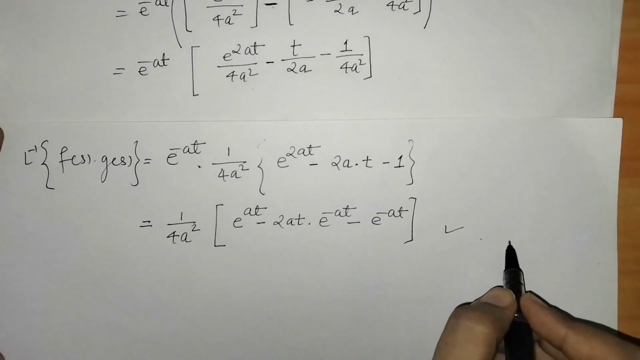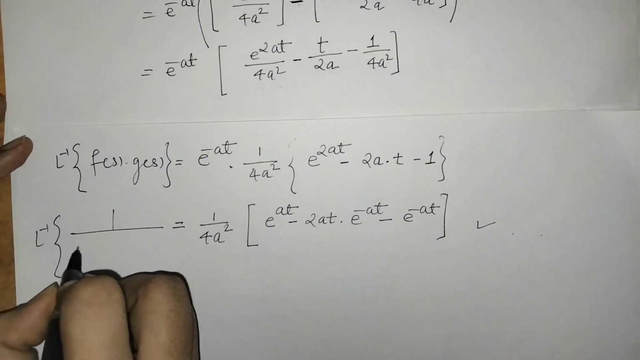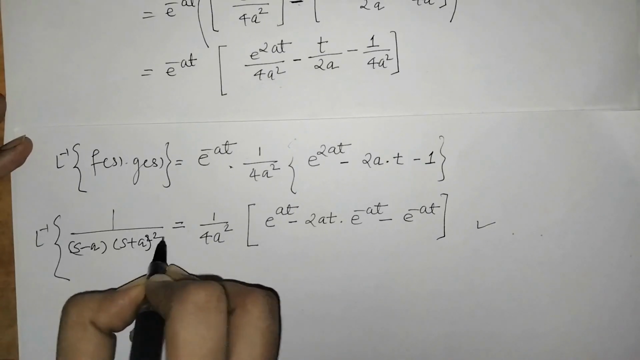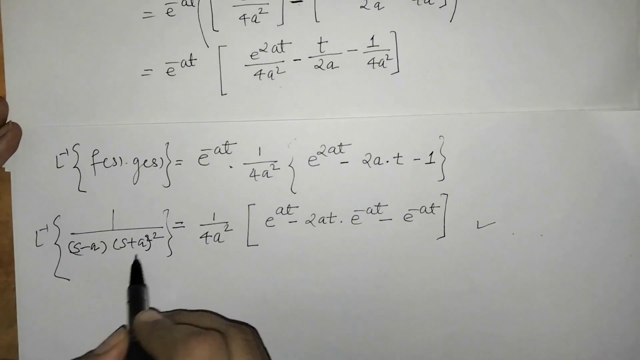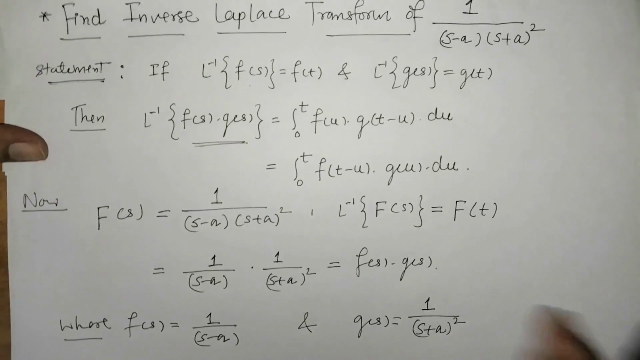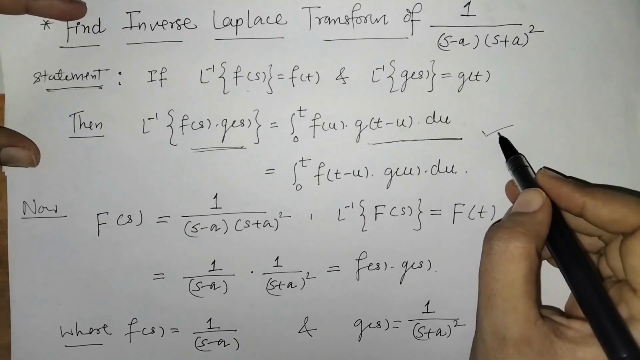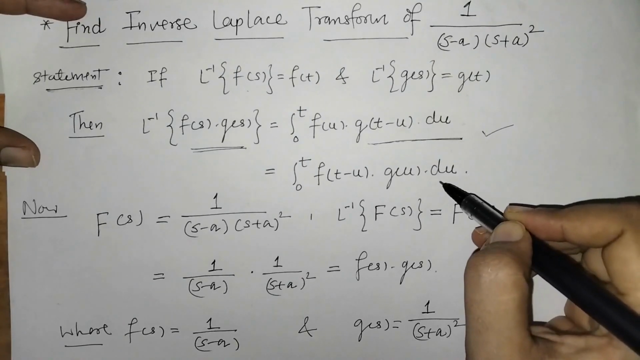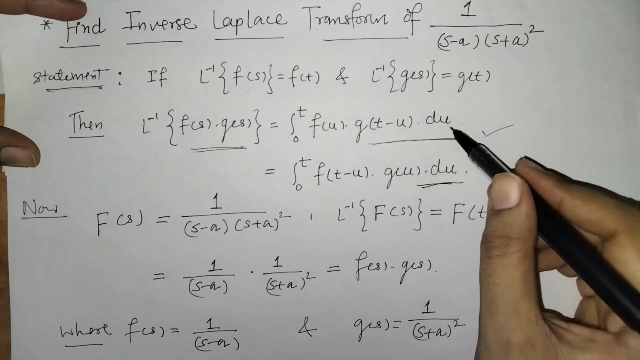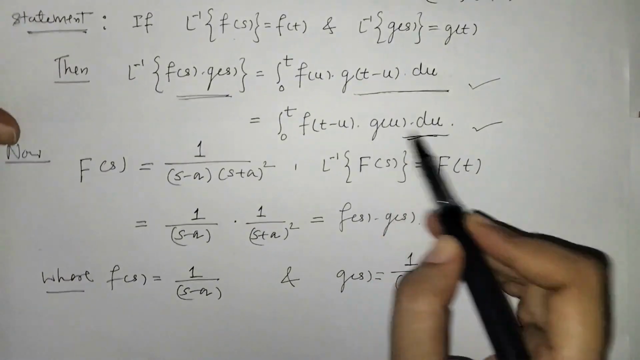So this is the required inverse Laplace of the given function, and the given function is 1 upon (s minus a) into (s plus a) whole square. So we have found the inverse Laplace of this given function by using the convolution theorem. We have applied the first integral for finding the inverse Laplace. Now we will try to find the inverse Laplace by using the second integral. The meaning of these two integrals is the same, just the notation of the function has changed. So let's try by the second integral.